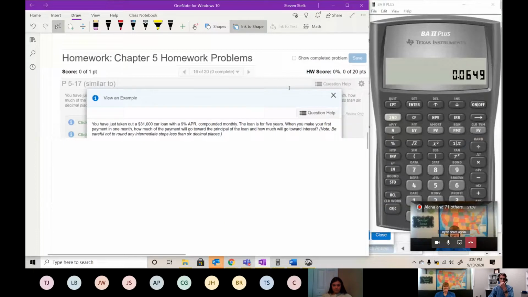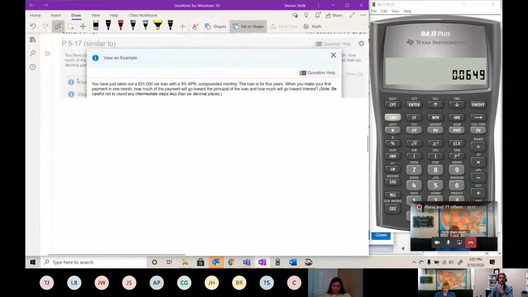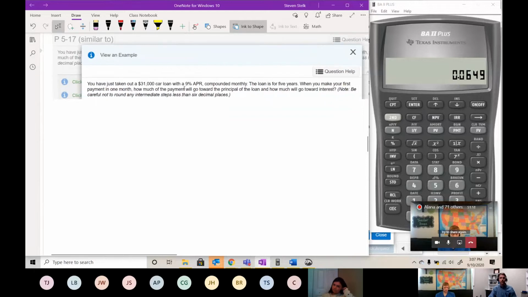All right, let's check out another homework problem. This one's also from chapter 5, number 16. It says you have just taken out a $31,000 car loan with a 9% APR compounded monthly. This loan is for 5 years. When you make your first payment in 1 month, how much of the payment will go toward principal and how much will go toward interest? There's a note there: be careful not to round any intermediate steps to less than 6 decimal places. We're going to use stored values, so that won't be an issue for us.